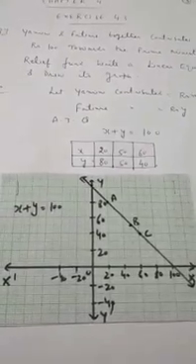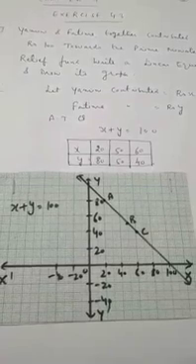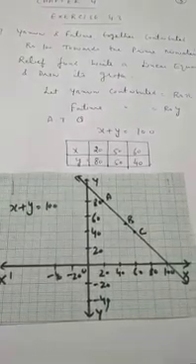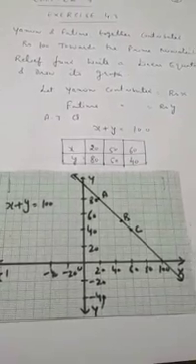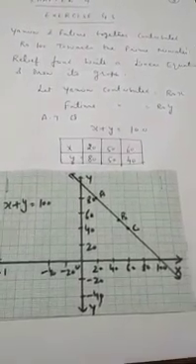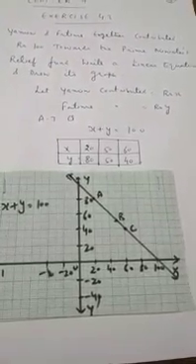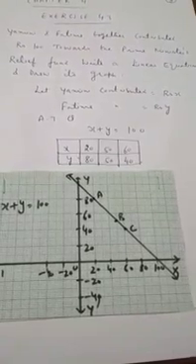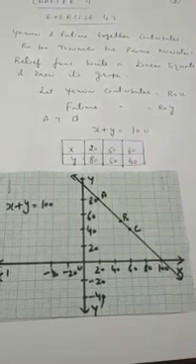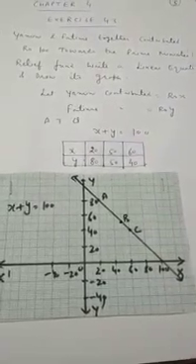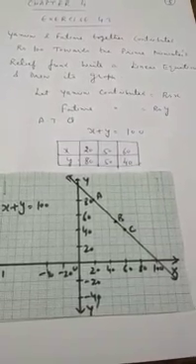Question 7 from the exercise: Yamini and Fatima together contribute rupees 100 towards the Prime Minister Relief Fund. Write a linear equation and draw its graph. First read the question and then make the equation. Let Yamini contribute rupees X and Fatima contribute rupees Y. According to the question, X plus Y is equal to 100.